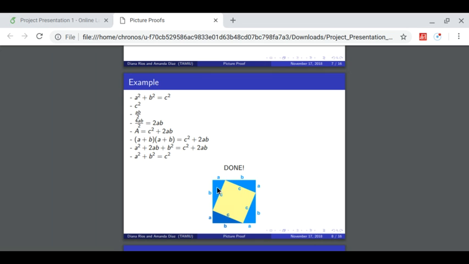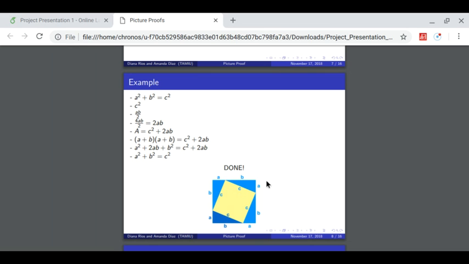The area for each triangle will be A times B over 2. Since we have 4, the total area of those 4 will be 4AB over 2, simplified to 2AB. Therefore, the big square will have an area of C squared, which is the square C, plus 2AB, which are the 4 right triangles. Now, with these facts, we can come up with the whole area, which is C squared plus 2AB.